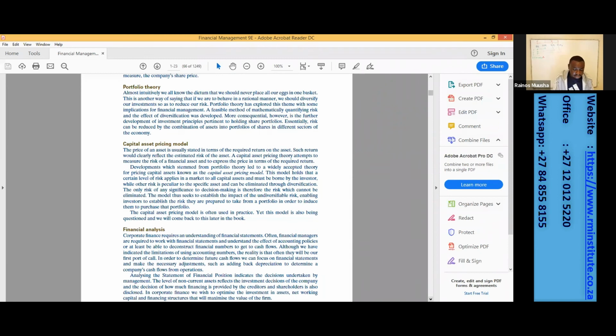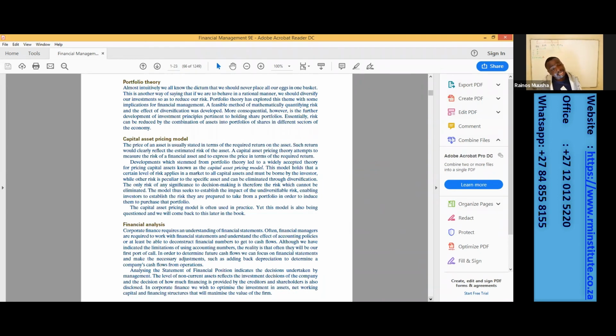Then this portfolio theory also goes hand in hand with the capital asset pricing model, where they say the price of an asset is usually stated in terms of the required return on the asset. Such a return will clearly reflect the estimated risk of the asset. So the capital asset pricing model attempts to measure the risk of the financial asset and express the price in terms of what? The required return.